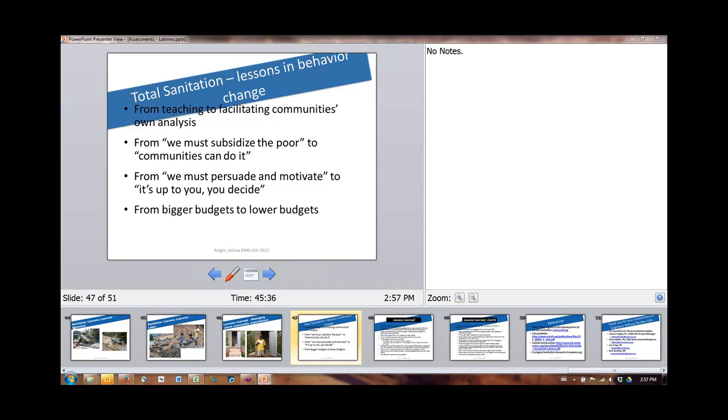Let them decide. Tell them all the best options, all three of the options we talked about: VIP, pour flush, composting, biodigester, all those are good. Let them decide which one's best. Bigger budgets to lower budgets. Don't be spending lots of money on each latrine. They should be able to do this on their own after you leave. And if you're making $1,000 latrines, there's no way anybody's going to be able to follow suit on that. They should be more like 100 or 80 like we spoke of in those slides.